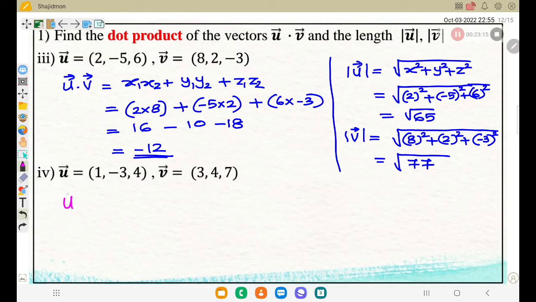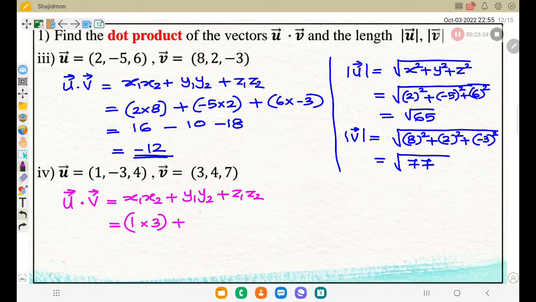So we can do vector u dot v equal, same idea as the previous question, x1 multiply x2 plus y1 multiply y2 plus z1 multiply z2. So x1 is 1 multiply x2 is 3, plus minus 3 multiply 4, plus 4 multiply 7.